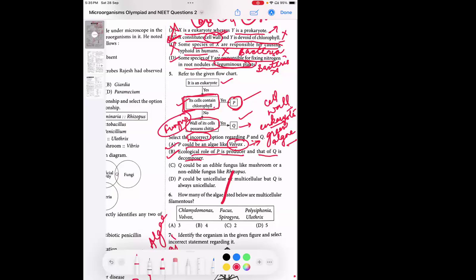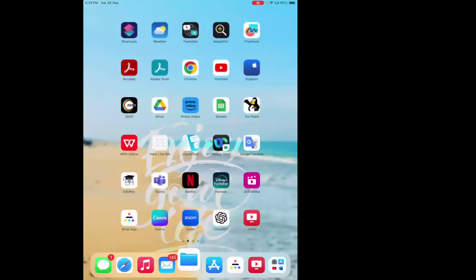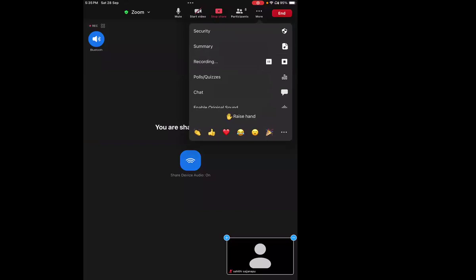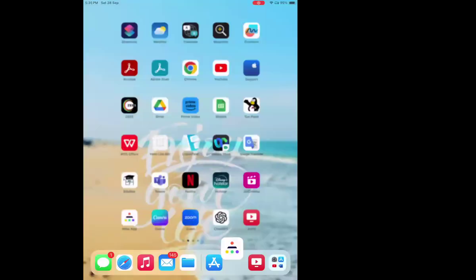What is fungus actually? They are saprophytic. Yes or no, children? They are saprophytic or not? Are you muted? I'm not getting any answer.